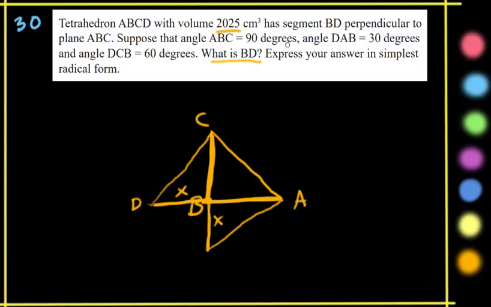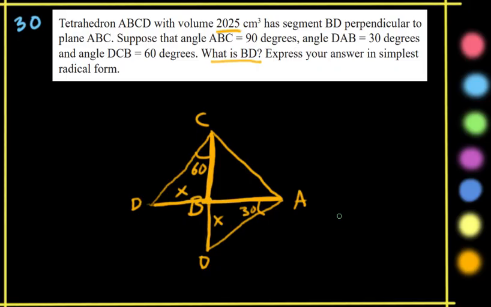And it tells us a couple angles. It says DAB is 30. So let's see, DAB. Okay, so this is D here. DAB is this one. This is 30. And then it says DCB is 60. Okay, so DCB. So that means this one is 60. Obviously not drawn perfectly. Okay, and then it wants to know what BD is, and it says express your answer in simplest form.